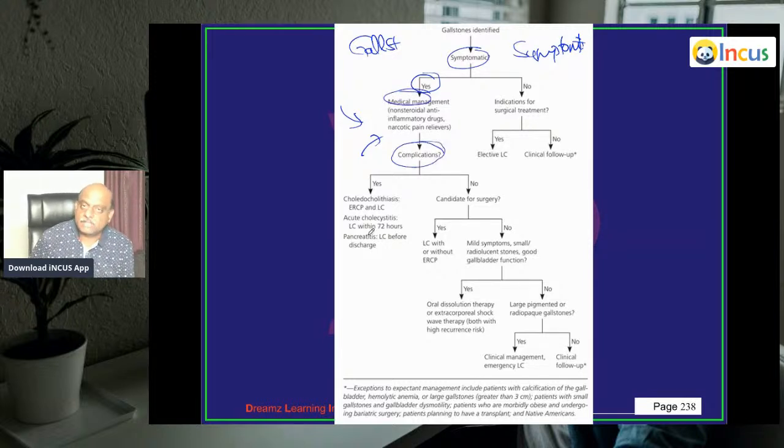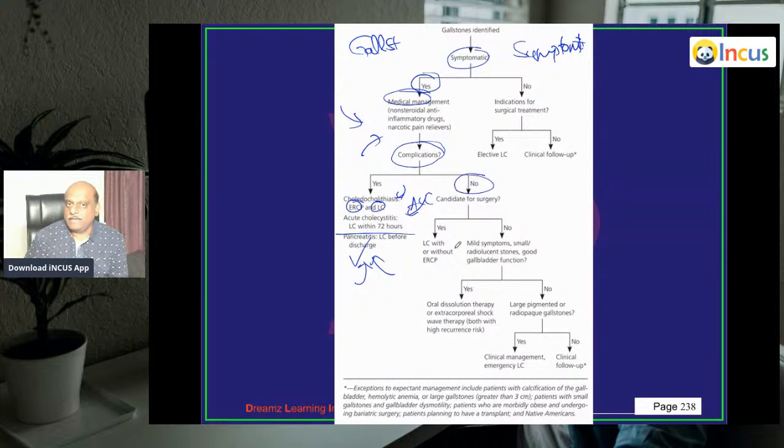Then look for complications. Then if complication is there, if choledocholithiasis is there, you do ERCP and laparoscopic cholecystectomy. If there is an acute cholecystitis, then do laparoscopic cholecystectomy within 72 hours. If there is a pancreatitis, even before you discharge the patient, you do the laparoscopic cholecystectomy. So complications will mandate, in a symptomatic gallstone disease, for you to go ahead with laparoscopic cholecystectomy.